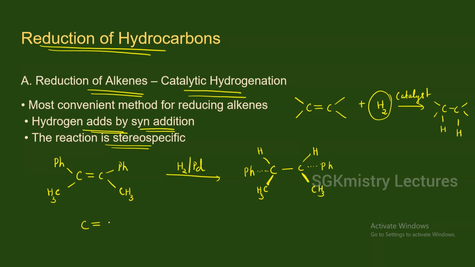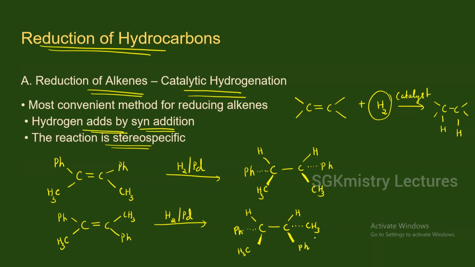Next, if I'm talking about here the trans isomer, so CH3, Ph. Let me take Ph here and CH3 here. This is the trans isomer. Again, hydrogen in the presence of the catalyst, Pd. Now, C here, bond. Again, H and H. Now, again here, the Ph. Here there will be CH3. And these two bonds, here we have CH3 and here we have Ph. Right?